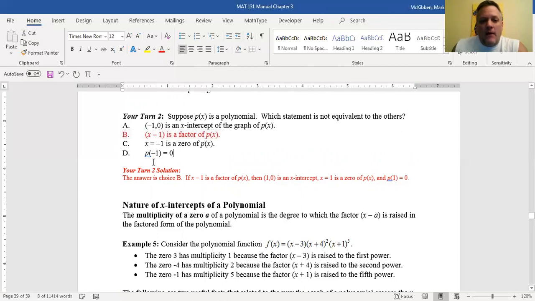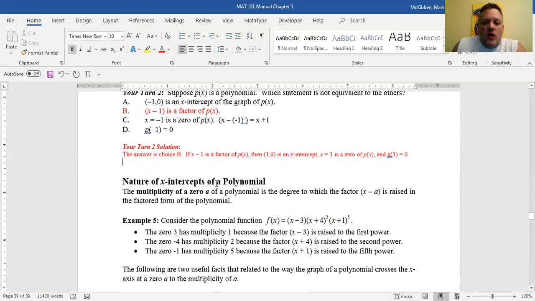And why? Well, let's think about it. If -1 is a 0, then x minus a -1 is a factor, but x minus a -1 is x plus 1, not x minus 1. So b is the one that's wrong. In order for these all to have been equivalent, you would have had x plus 1 here as a factor. That would have been true. Okay, so hopefully the terminology makes a little bit more sense to you.